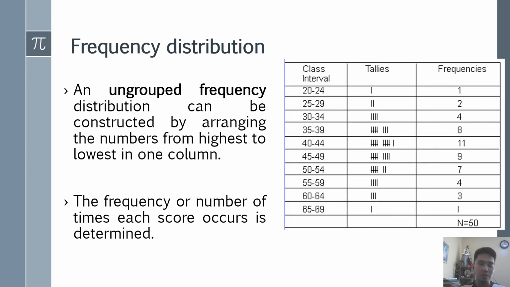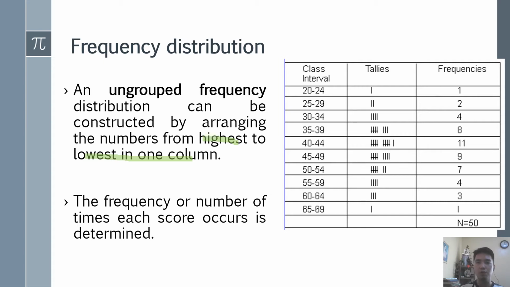Let's discuss now your frequency distribution. For frequency distribution, we have grouped and ungrouped frequency. An ungrouped frequency distribution can be constructed by arranging the numbers from highest to lowest in a single column, usually the first column. And the frequency, or the number of times each score occurs, is determined in this frequency distribution.